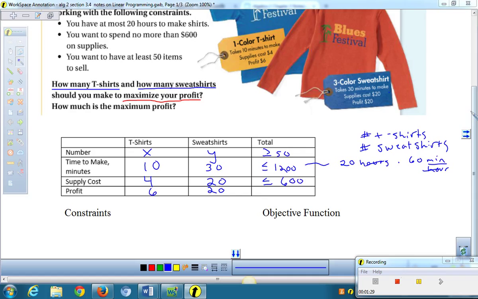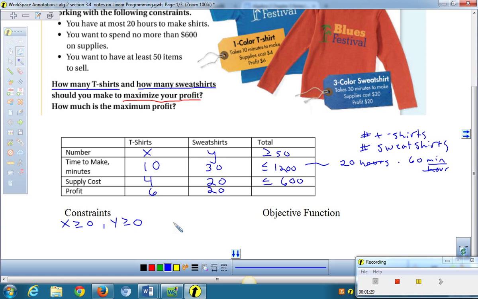Can somebody raise their hand and give me one constraint? X has to be greater than 0. Oh, that's true. Definitely true. X has to be greater than or equal to 0. We're not going to make negative amounts of either t-shirts or sweatshirts. And graphically, what does that do for us? Keeps us in the positive. Good. Keeps us in the first quadrant, so we don't even need to pay attention to the second, third, or fourth quadrant. We're just going to stay in the first quadrant.